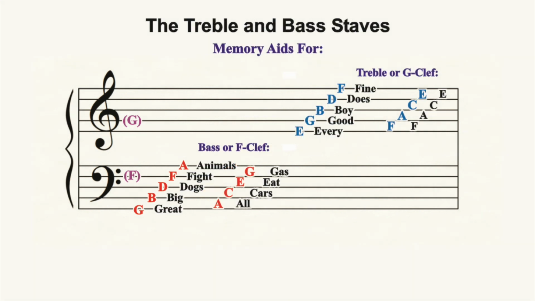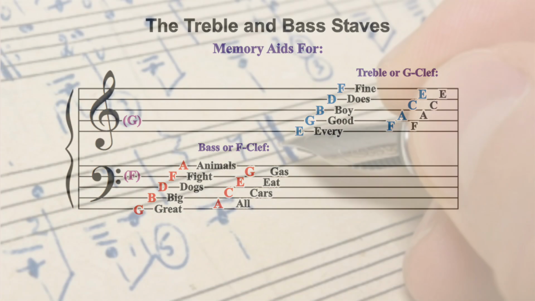One way of remembering the names of the lines and spaces within the staves is to commit to memory the following phrases. In the treble or G clef, from the bottom line to the top line: every good boy does fine, and from the bottom space to the top space, the spaces spell the word face. In the bass or F clef, from the bottom line to the top line: great big dogs fight animals, and from the bottom space to the top space: all cars eat gas.